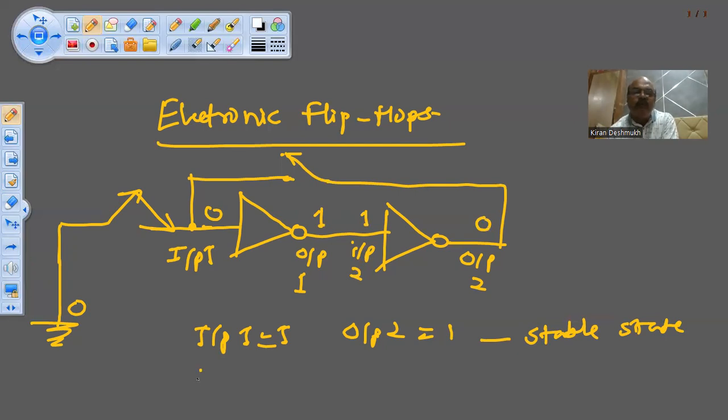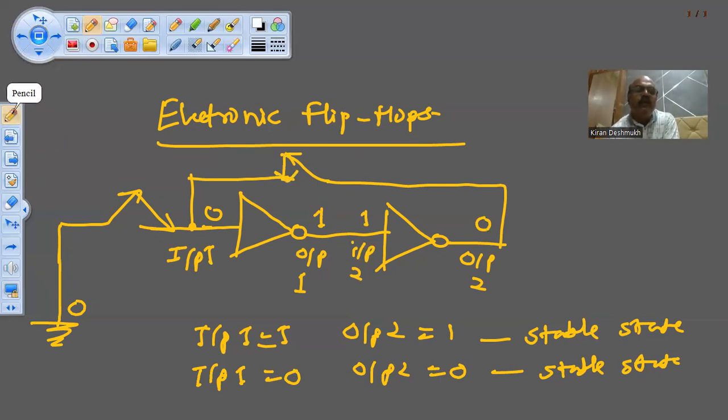So what do you see? When input 1 is equal to zero, output 2 is also equal to zero. This is another stable state. Now what I do, I disconnect this. I connect this switch here like this, and I disconnect.